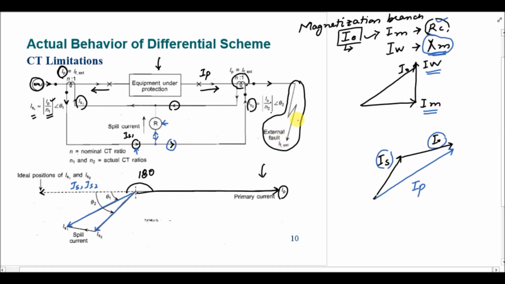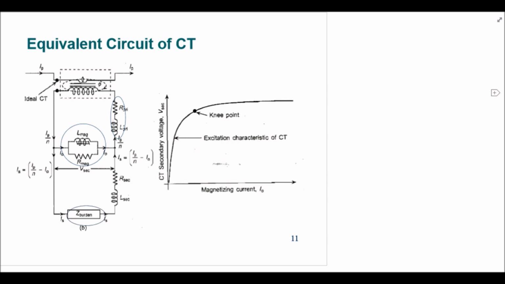So in case of an external fault current, there is a spill current through the relay that is represented by this phasor in the adjacent diagram of the differential protection scheme. Now if we look at the equivalent circuit of the CT, we have the primary current IP, and this dotted rectangle is actually showing the ideal CT. If the current IP is entering this dot, then the current IP by N, where N is the turn ratio of the CT, will be leaving this dot, and at this node there is a current I naught, that is the current of the magnetization branch.